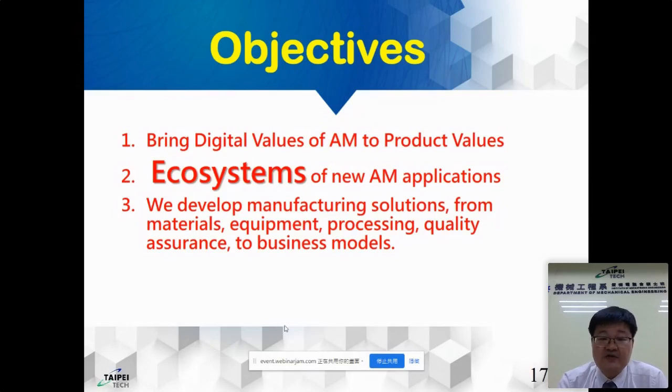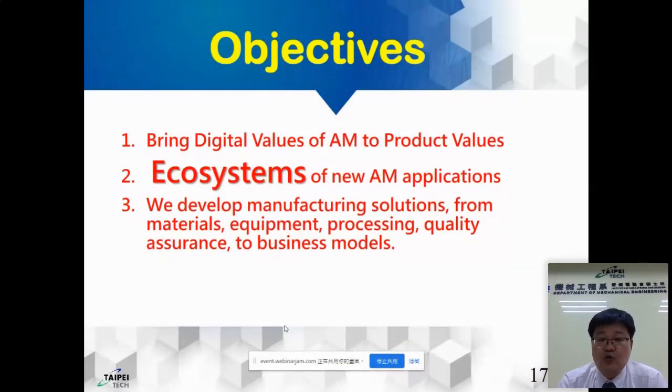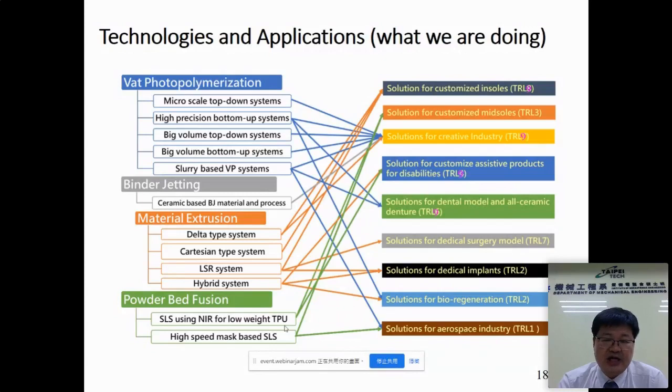So once we have this kind of concept, we are talking about the application. This application is supposed to have a good design and fit the customer well. If we adapt additive manufacturing to this application, we make something possible, and this will become a kind of ecosystem to survive in the market. In Taipei and at our university, we are developing manufacturing solutions, which include the material, the additive manufacturing system, our own process, quality control, and even business models. So that's some of the technology and application we are doing, okay?